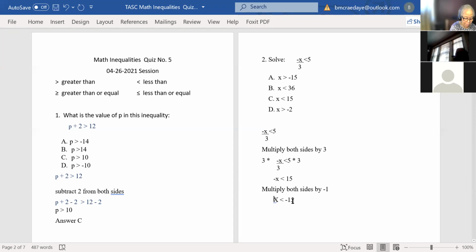Okay, so let's just take the X. So what would it be? I come to negative 15. Now, when you multiply or divide by a negative, what do you do with your symbol? What happens to your inequality symbol? Do you reverse it? That's it. So what would this be then?